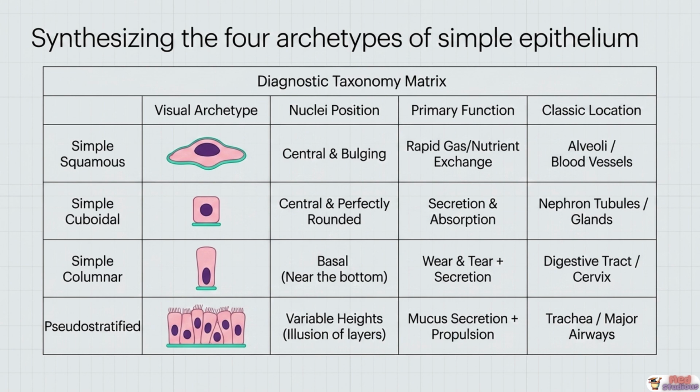Pseudostratified columnar looks stratified but is not. All cells touch the basement membrane and nuclei appear at variable heights. Ciliated apical surface. Contains goblet cells. Function: mucus secretion and propulsion via mucociliary escalator. Classic locations: trachea, bronchi, male urethra. Master these 4 patterns and you will be able to identify any simple epithelium on sight. The underlying logic is always the same. Shape equals function. The thinner the cell, the faster the exchange. The taller and more metabolically loaded the cell, the more secretory and absorptive work it performs.